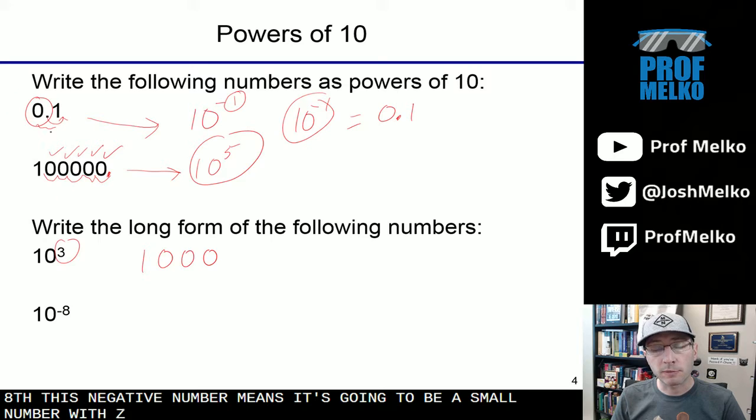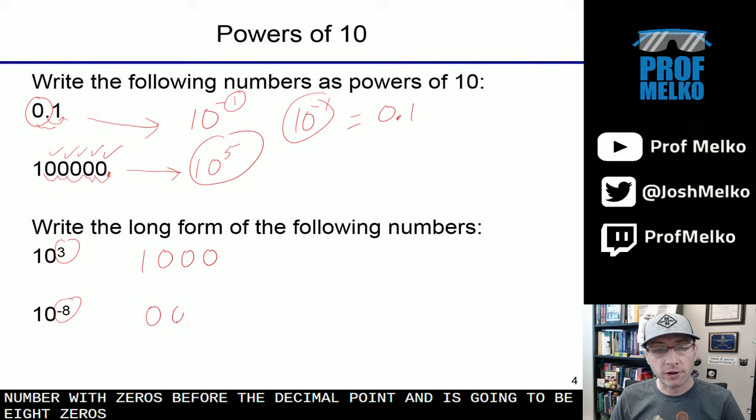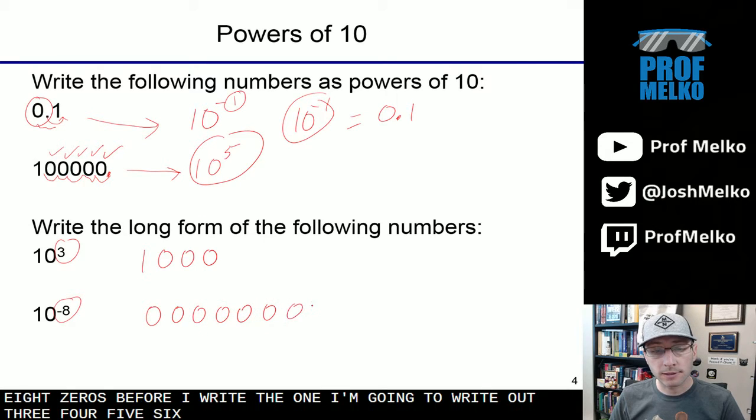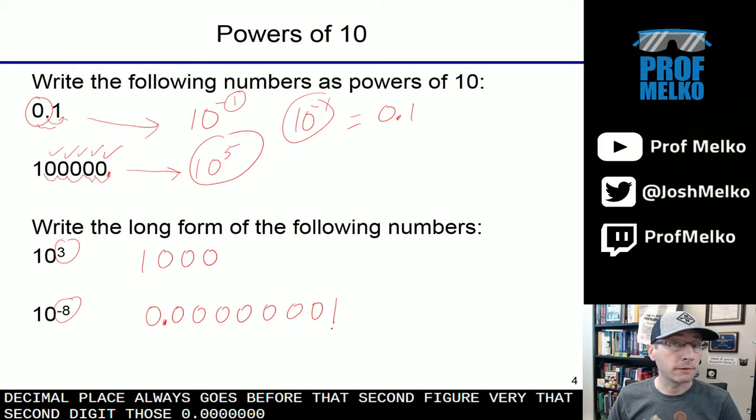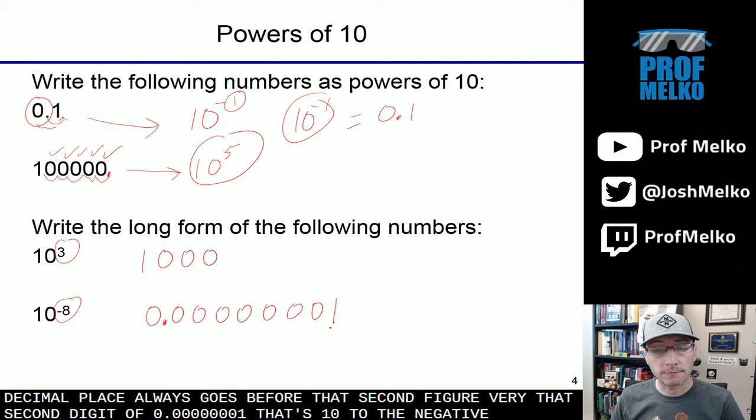with zeros before the decimal point, and there's going to be 8 zeros before I write the 1. So I'm going to write out 3, 4, 5, 6, 7, 8, and then my 1, and the decimal place always goes before that second figure here, that second digit. So 0.000000001. That's 10 to the negative 8.